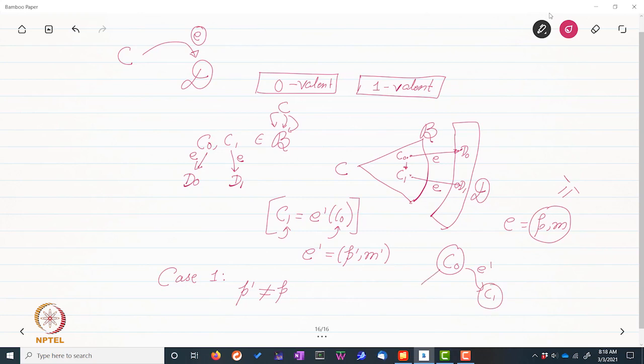Then what we know is that from C0, we apply event E. So, we come to D0. And similarly, from here, we apply event E and we come to D1. All right.